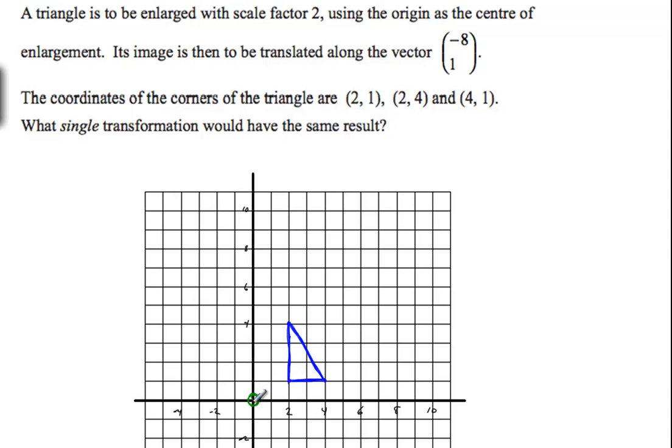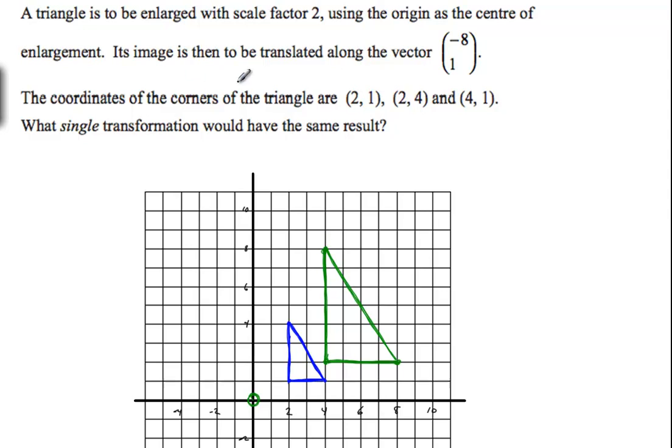So this point, which is over 2 and up 1, will now go over 4 and up 2. This point, which is over 4 and up 1, will go over 8 and up 2. This point up here, which is over 2 and up 4, will go over 4 and up 8. Okay, we're simply doubling it because of the scale factor of 2, using the origin as our center of enlargement. So we get this triangle here.